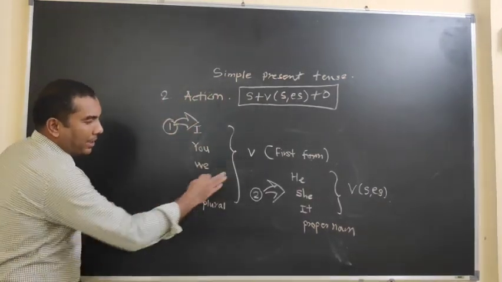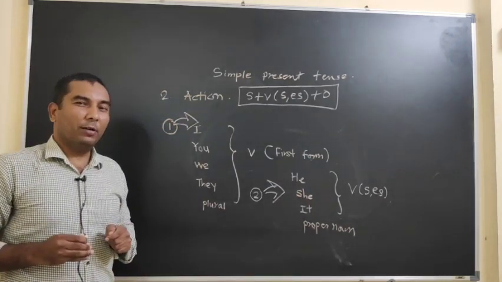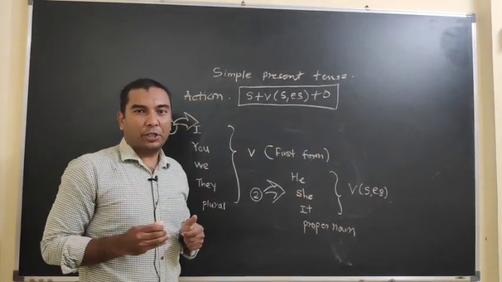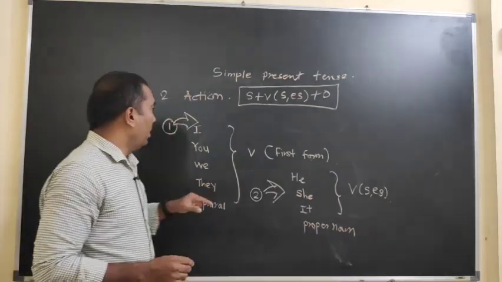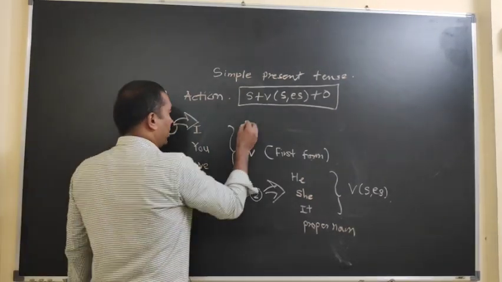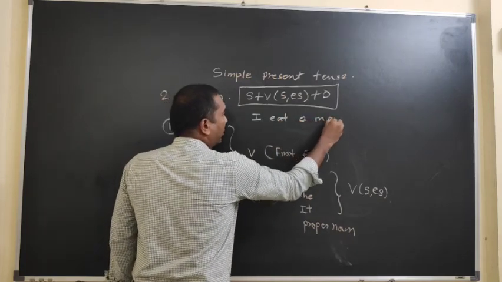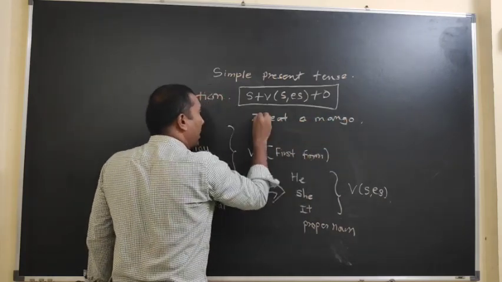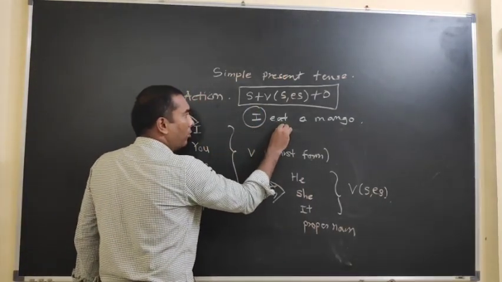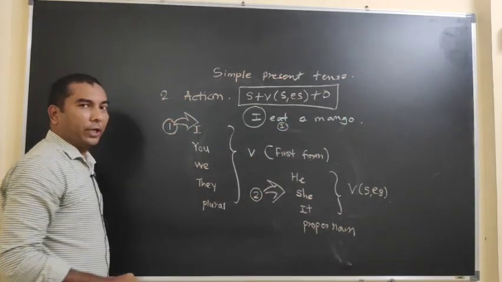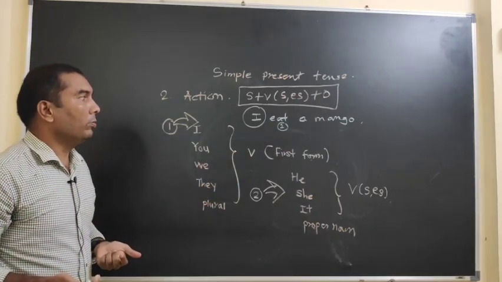I will not describe that particular second chart in detail, because if a doubt arises, write in my comment section on the YouTube channel, or maybe you can contact me personally. But again the examples are important. First example, I eat a mango. Here I is a subject, so I have used the first form of the verb. Are you getting it? I is a subject, so I have used the first form of the verb.